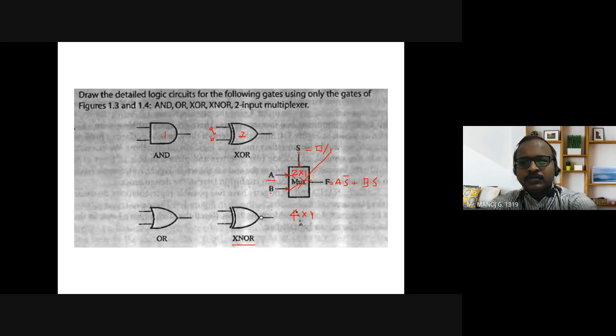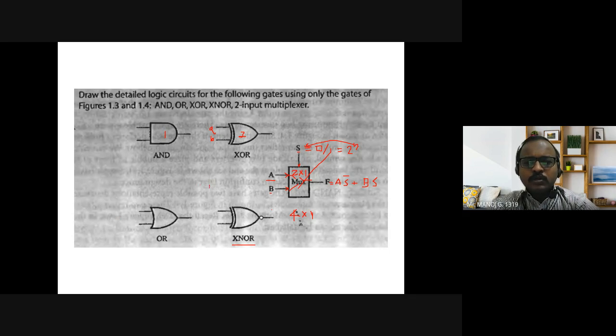Please remember this. The number of select lines is determined by the number of inputs. It is based upon the logic 2 power n, where n is the total number of select lines. For example, if the input is 2, then how many select lines will be there?